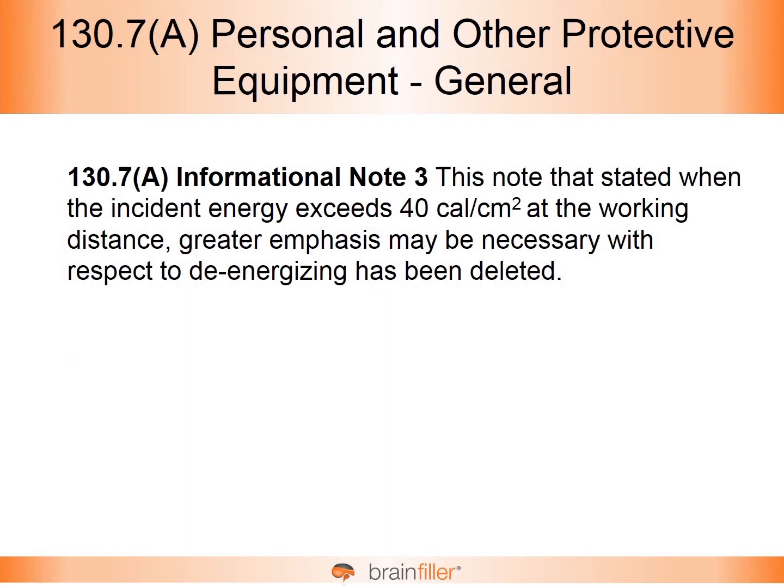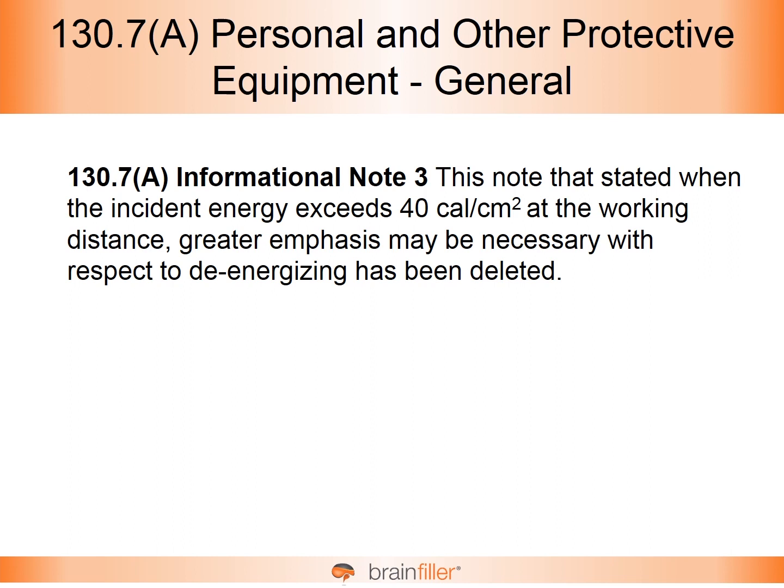Personal and other protective equipment, just in general, this is a big one. There was a note that stated that if the calculated incident energy exceeds 40 calories per square centimeter, additional emphasis or greater emphasis should be given to de-energizing. And this particular informational note 3 is what often led to some interesting arc flash labels.